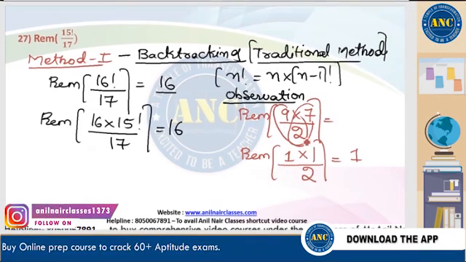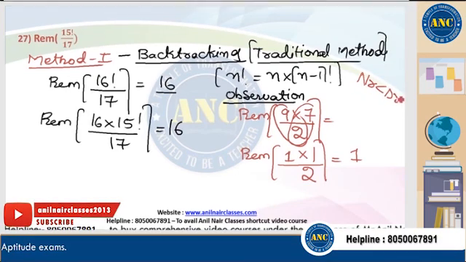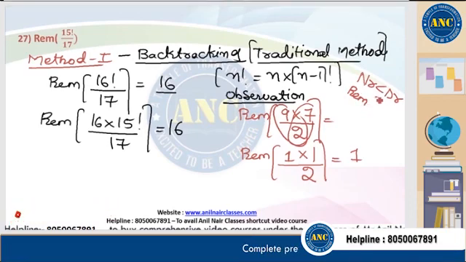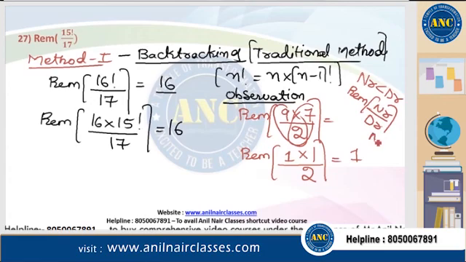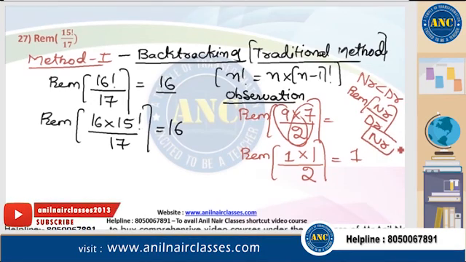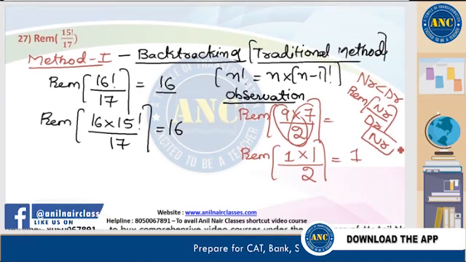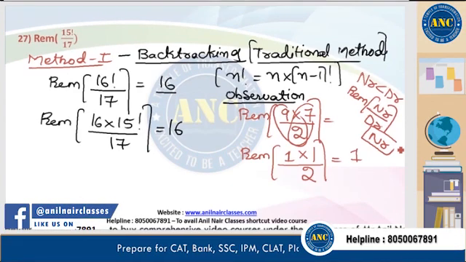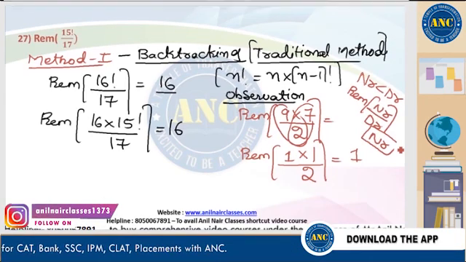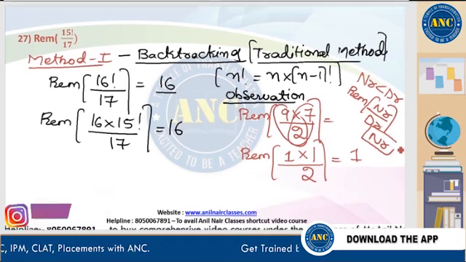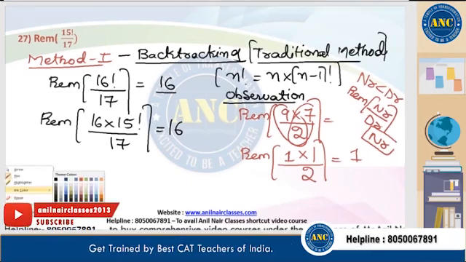As long as the numerator is less than the denominator, the remainder when the numerator is divided by the denominator will always be the numerator. 3 divided by 7 is 3. 5 divided by 11 is 5. 7 divided by 13, remainder is 7. As long as the numerator is less than the denominator, the numerator itself is the answer. By using that point, now see here.